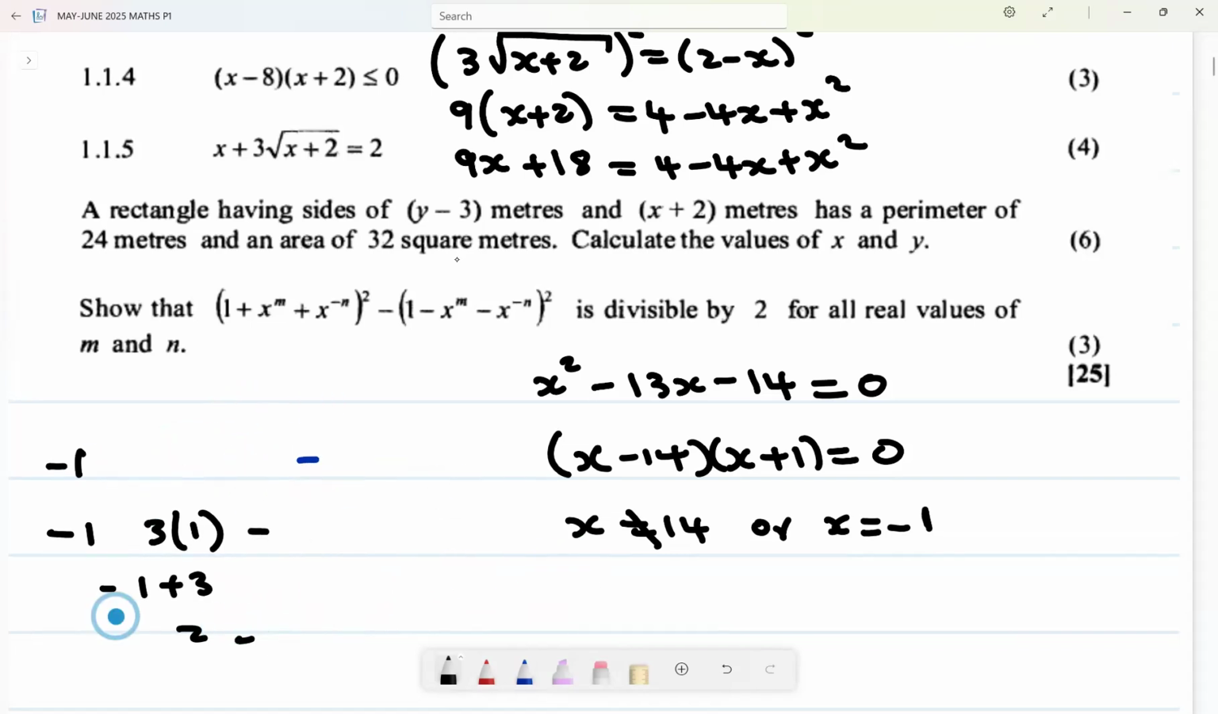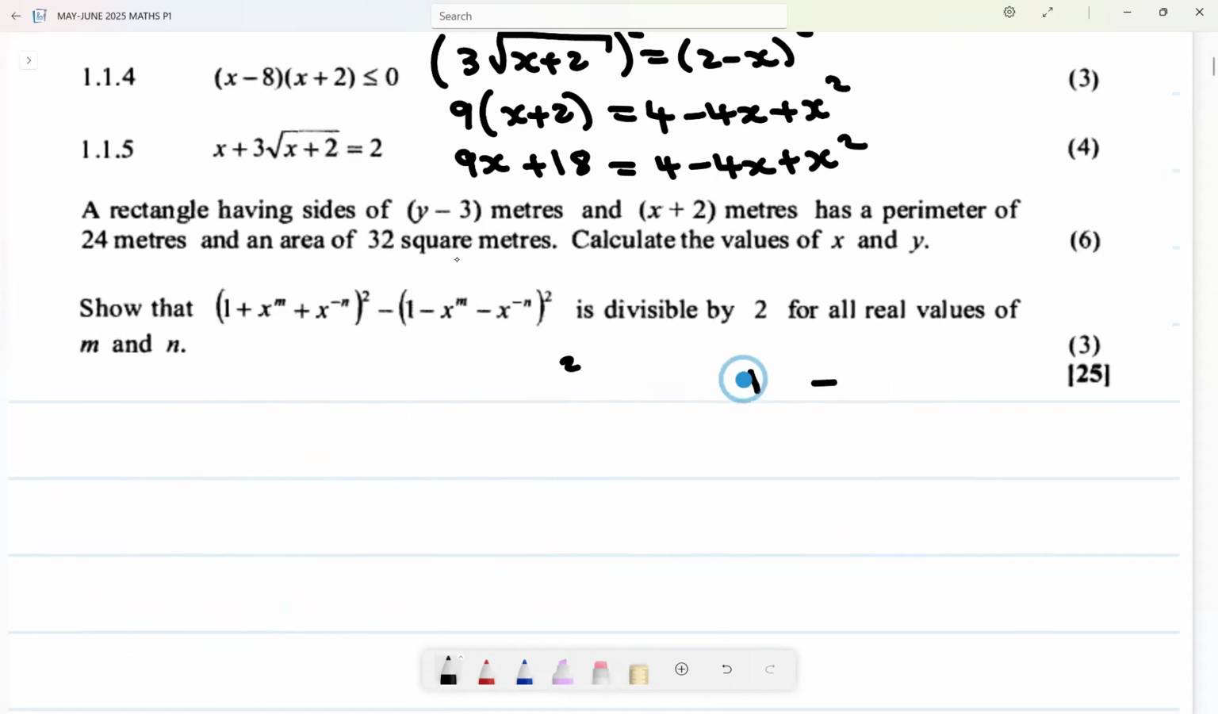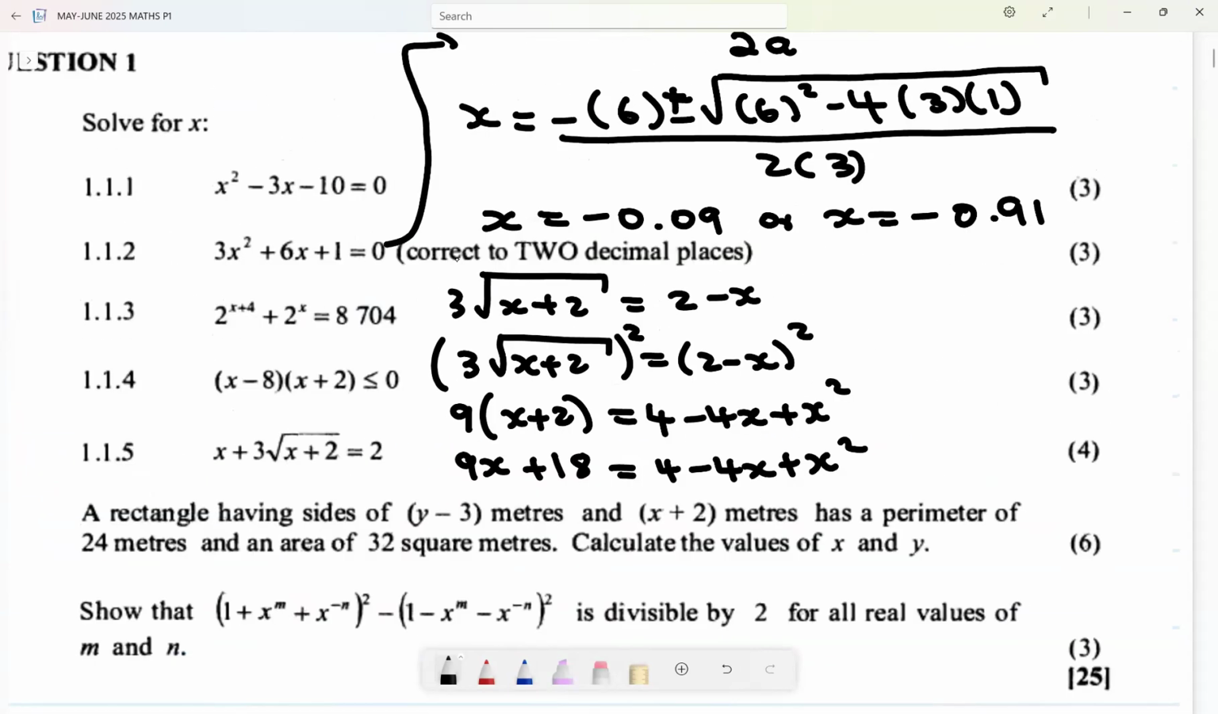Cool. Let's move on to interesting stuff. A different simultaneous question that you have never seen. Okay, you have, but not in question 1.